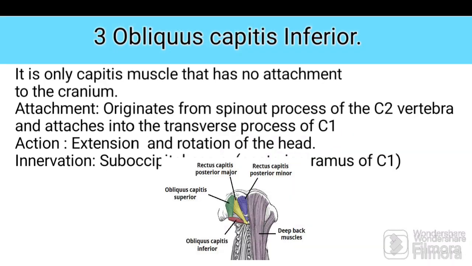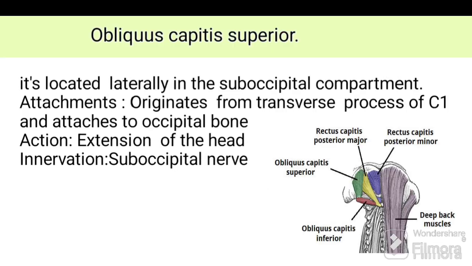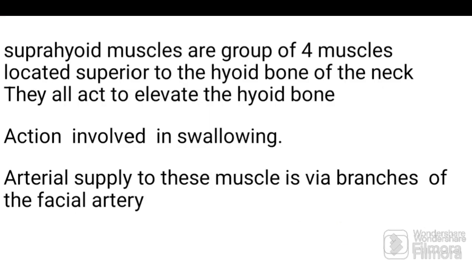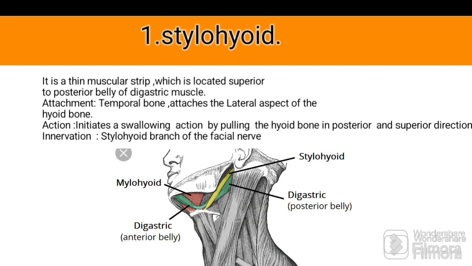Obliquus capitis inferior is the only capitis muscle that has no attachment to the cranium. It helps in extension and rotation of the head. Obliquus capitis superior is located laterally in the suboccipital compartment. Function is to extend the head. Suprahyoid muscles are a group of 4 muscles located superior to the hyoid bone of the neck. Their function is involved in swallowing. Arterial supply to these muscles is via branches of the facial artery.